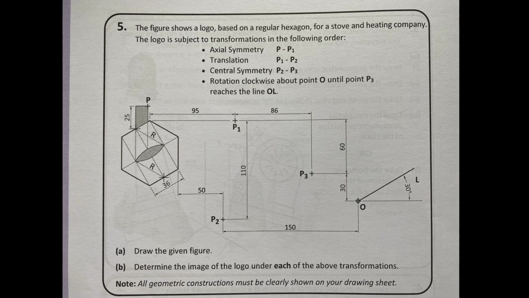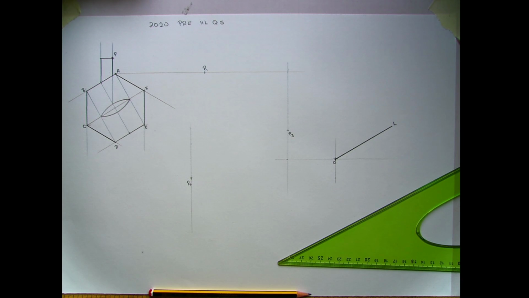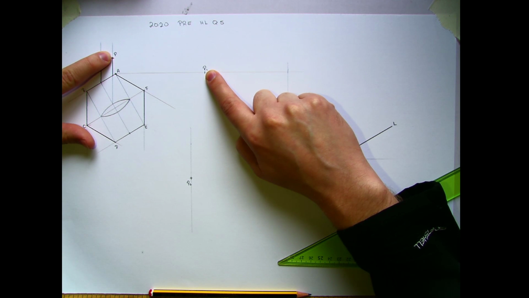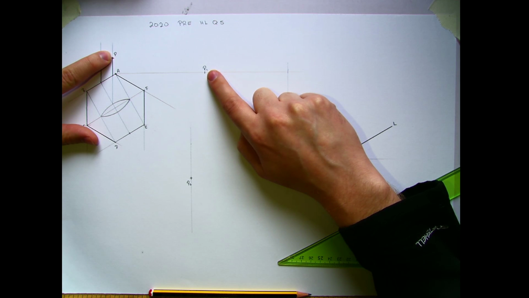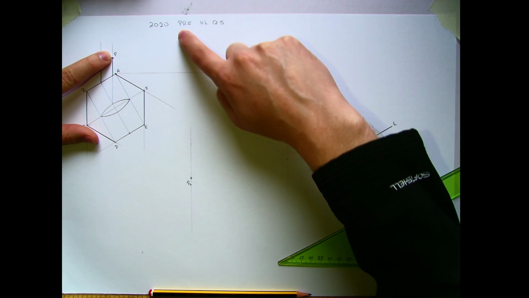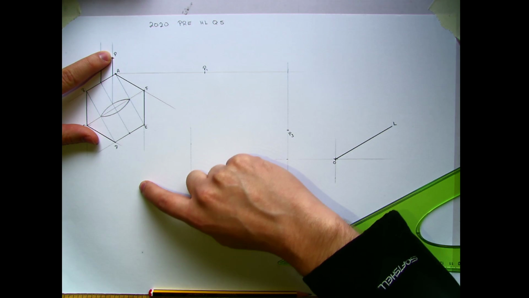Okay, so next thing we're going to start part B of this, is determine the image of the logo under each of the above transformations. And our first one from P to P1 is an axial symmetry. So we have now set up our question and we have P and P1. So here to here, I need to put in an axis. P1 does not contain the axis. Our axis is going to be halfway between the 2 points, so our axis is going to be coming down along here somewhere.